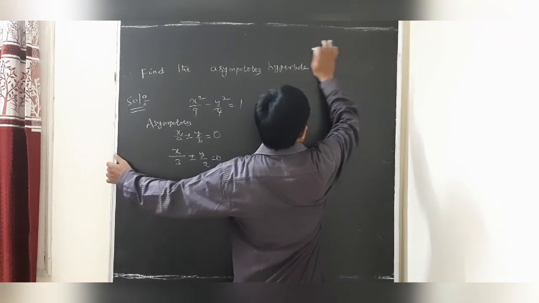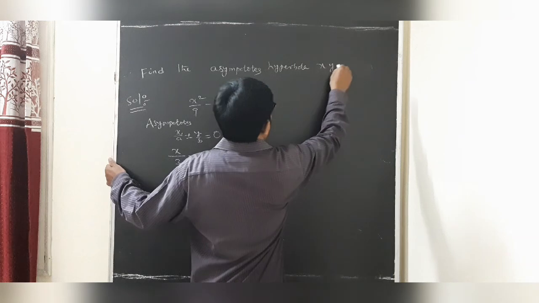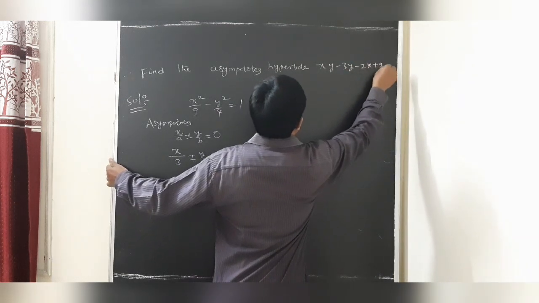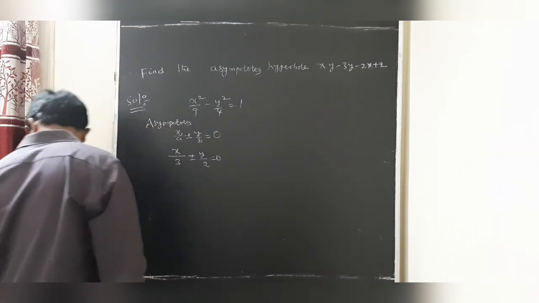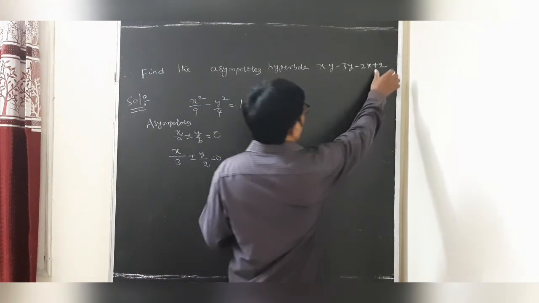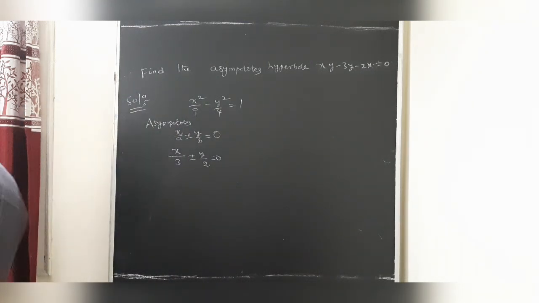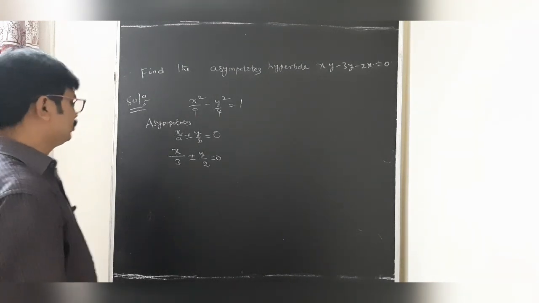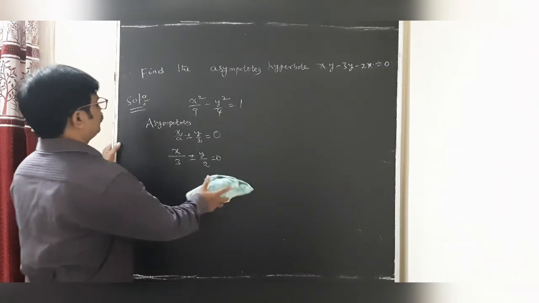Dear students, find the asymptotes of xy minus 3y minus 2x equal to 0. How to find this, students?